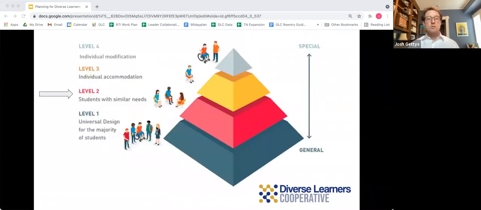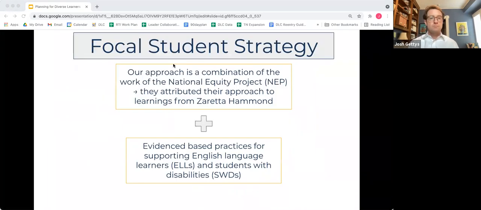So during this training, we're really focusing on level 2. We're saying, if we have students in class that have similar needs, such as a struggling reader, we're going to identify a proxy student, get great at serving them, then apply those learnings to the benefit of the majority of students in our classroom. So we're at level 2 planning for the benefit of level 1.